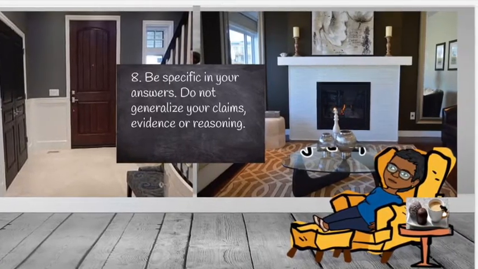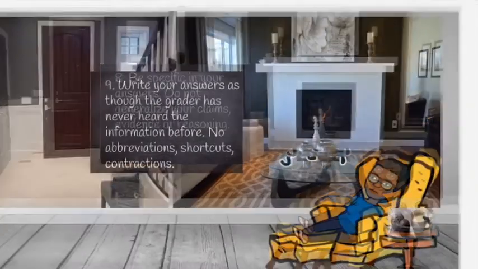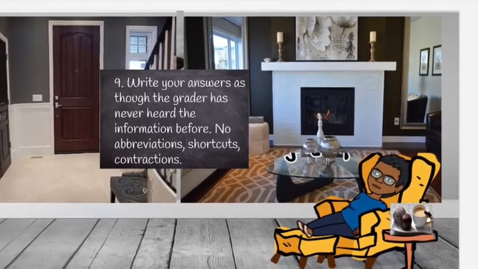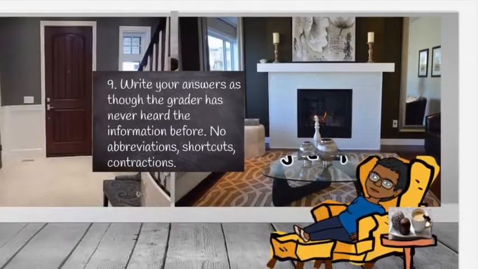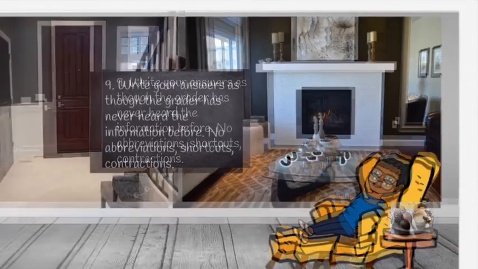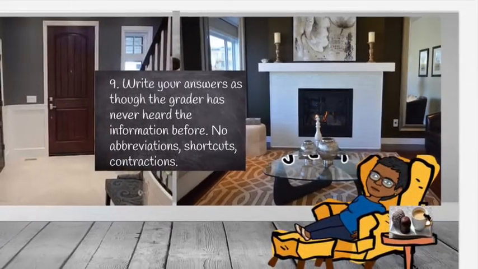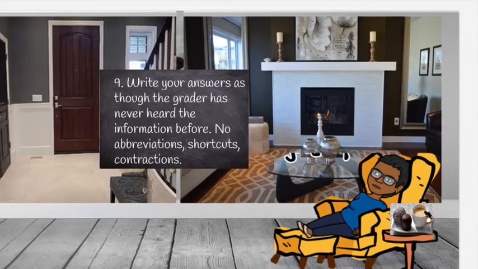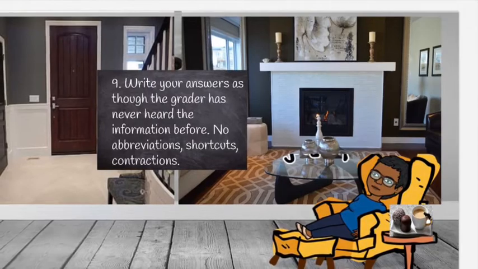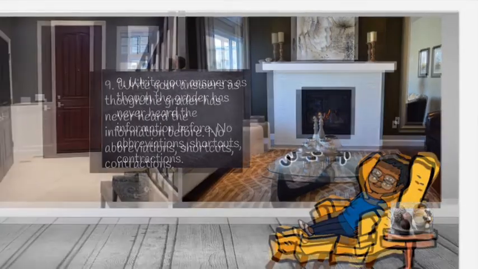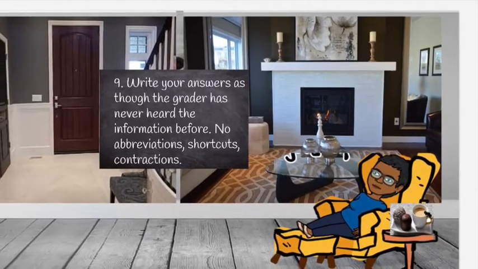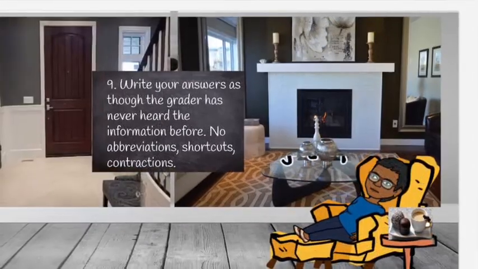The next thing that you need to be mindful of when answering a free response question is you need to write as though the person who is grading your free response has never heard the information before. No abbreviations, no shortcuts, and no contractions. And so what I'm saying to you is that you don't want to shorten up your words. You don't want to try to take a shortcut to answer or just be general because you figure they'll get it. No, you need to be specific.